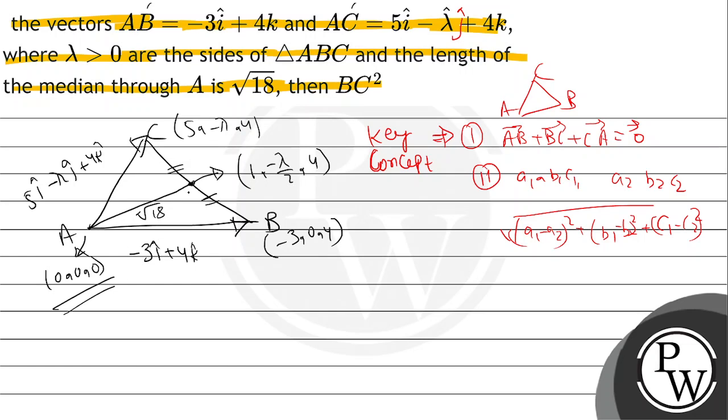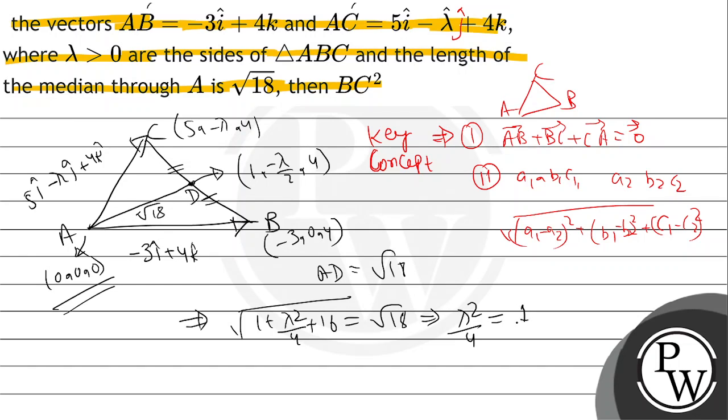Now let us assume this point to be D, then we have AD given as under root of 18. So we can calculate further using the formula, a1 minus a2 square plus b1 minus b2 square, applied to the point A and the point D. So we get under root of 1 plus lambda square by 4 plus 16, which is equal to under root of 18. Squaring both sides, we get lambda square by 4 is equal to 1, and then lambda square is equal to 4. Since lambda is greater than 0, lambda will be 2.